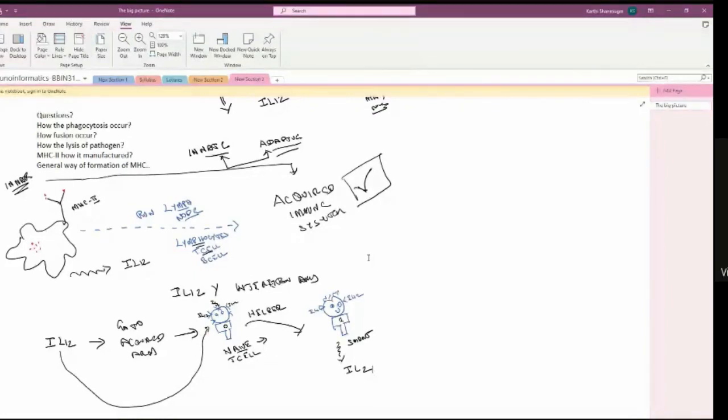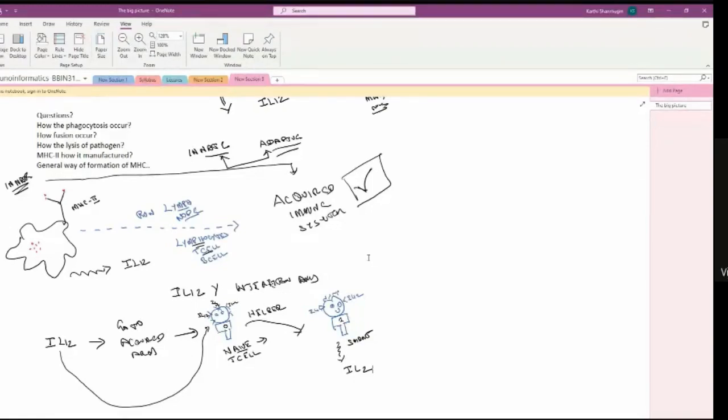T1 cell. Which cell releases IL-12? Antigen presenting cell secretes IL-12. And what is meant by antigen presenting cell? Why is it called an antigen presenting cell?